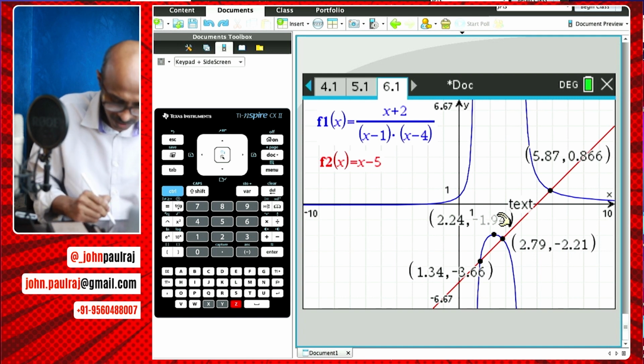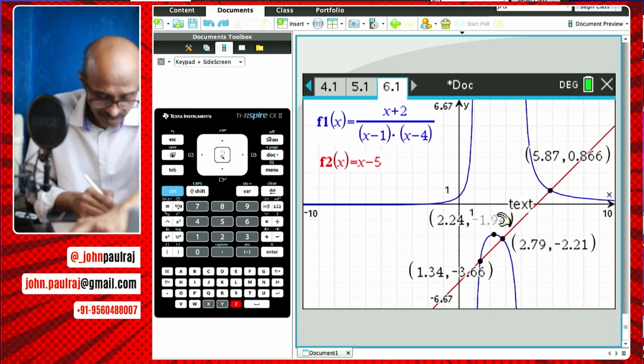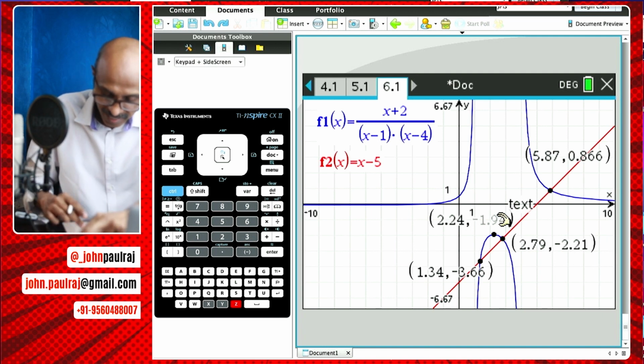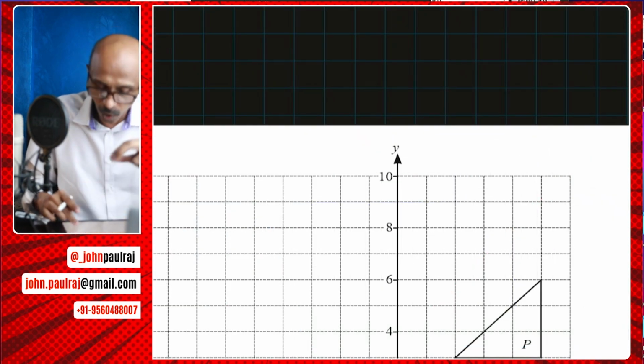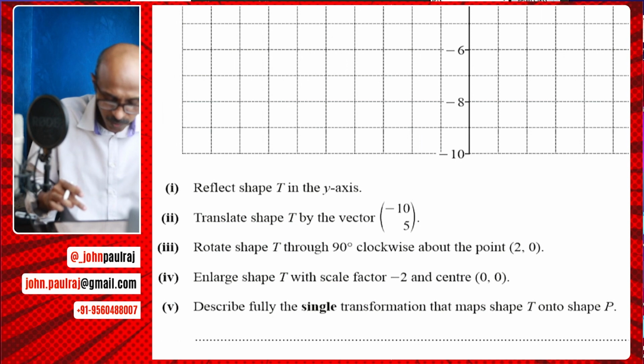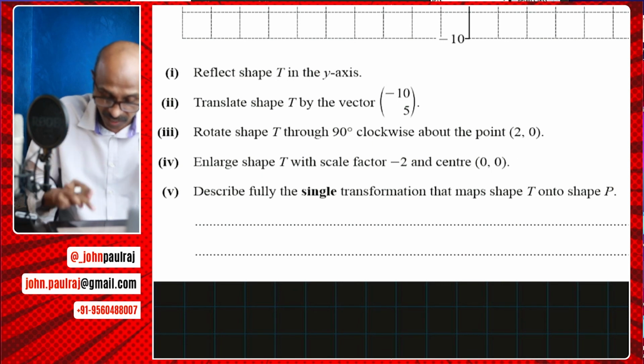I'm just going to move on a little faster to vectors. Now, in vectors, you all have seen questions like these, right? Draw the transformation. They'll say reflect, translate, rotate, enlarge. All this is given. Sometimes it's to describe the single transformation, right?